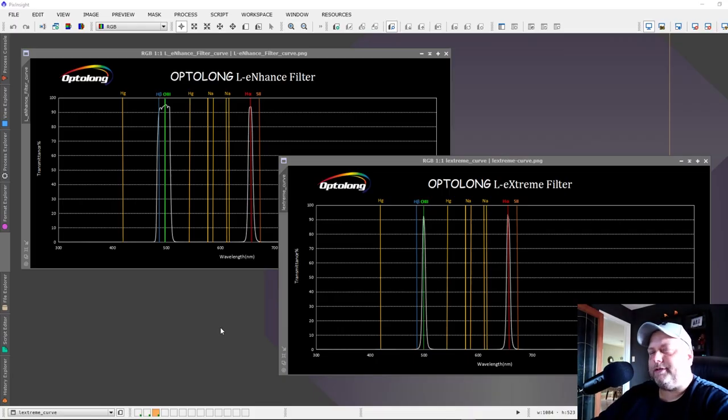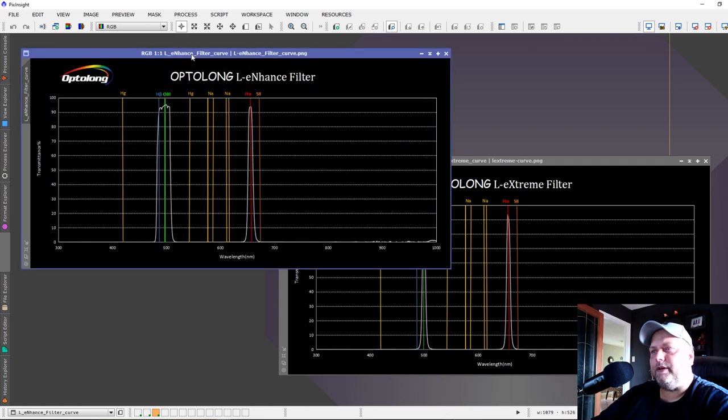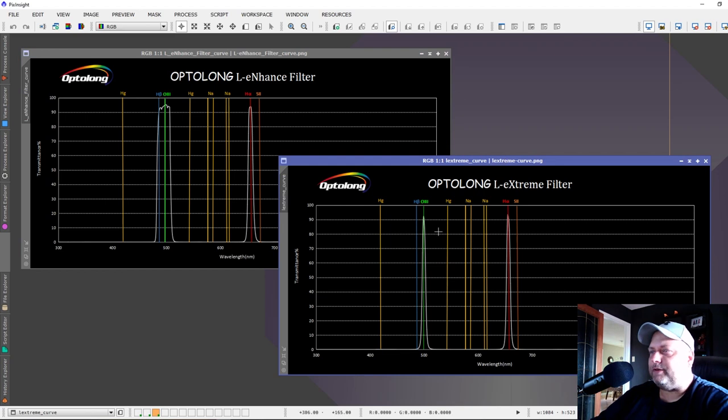So let's have a look at what that difference is so we get a better idea, and then we can make a more informed decision as to which one we're going to buy. These are the filter curve charts, and this shows the L-eNhance filter, this one here, and this is the L-eXtreme filter. What we're looking at is the emission lines, and we're getting over 90% transmission from both filters in the emission lines that they cover.